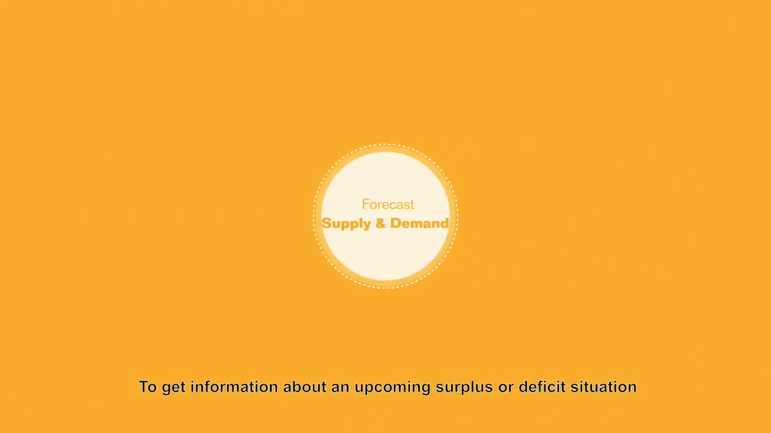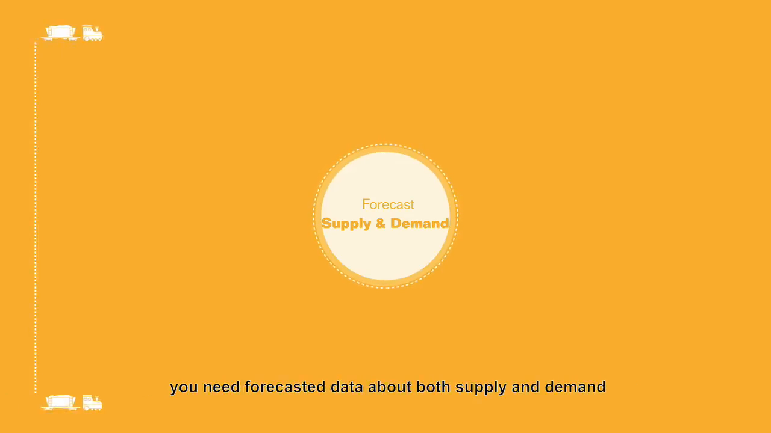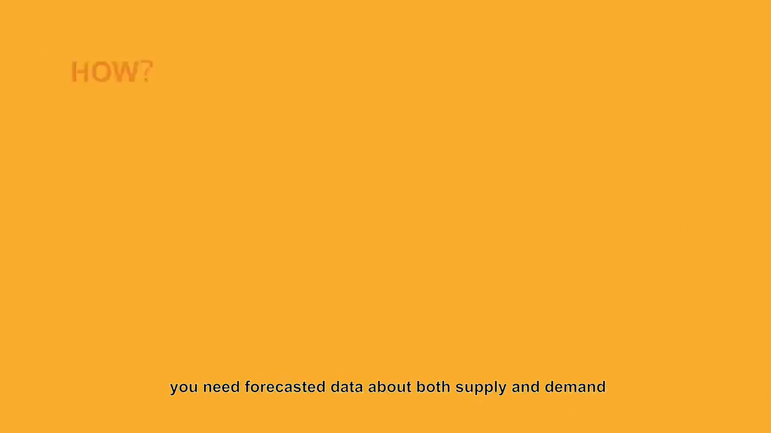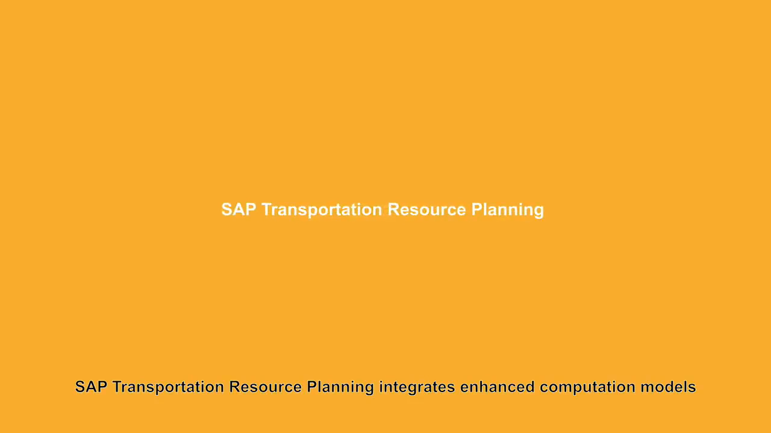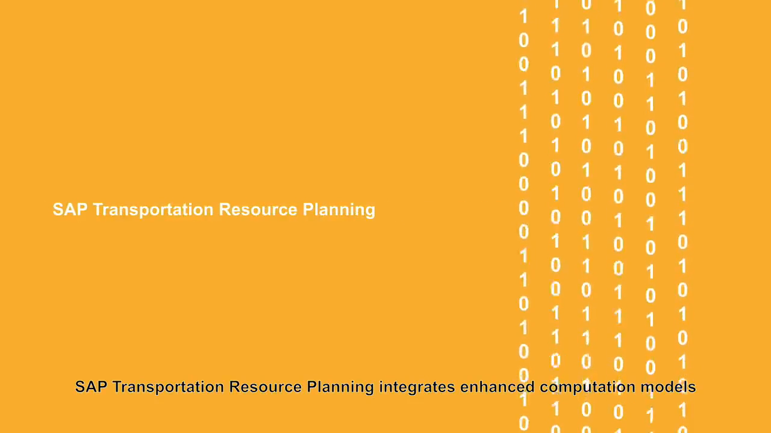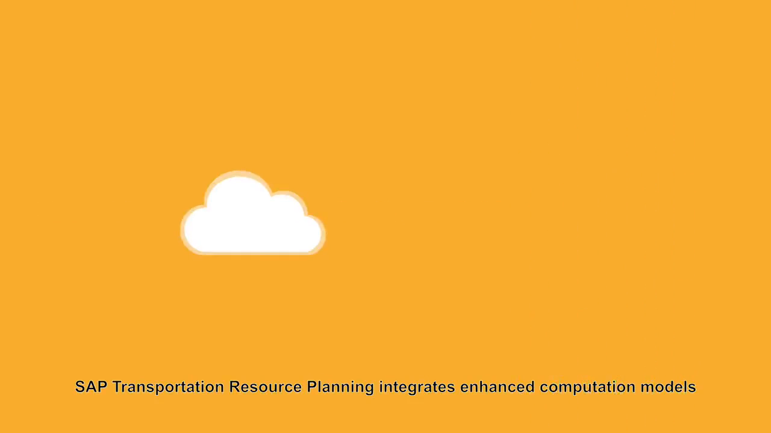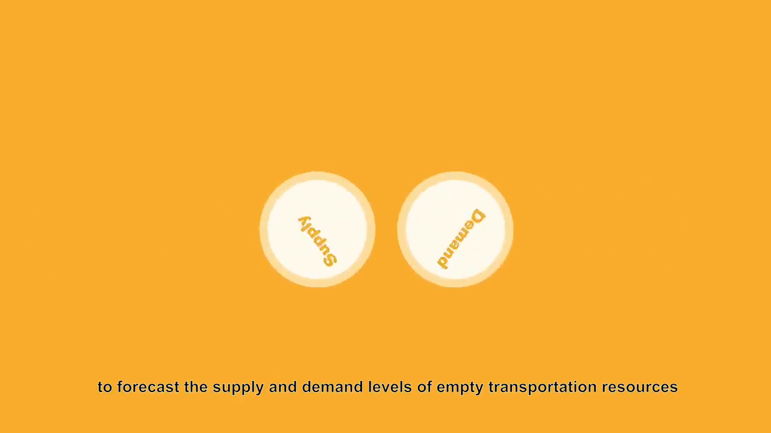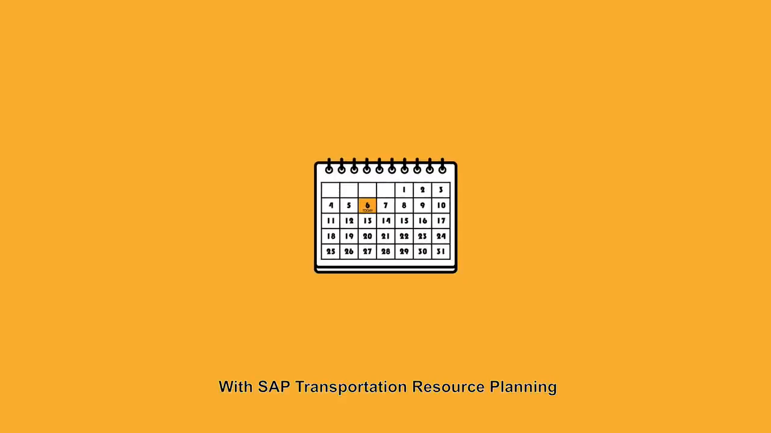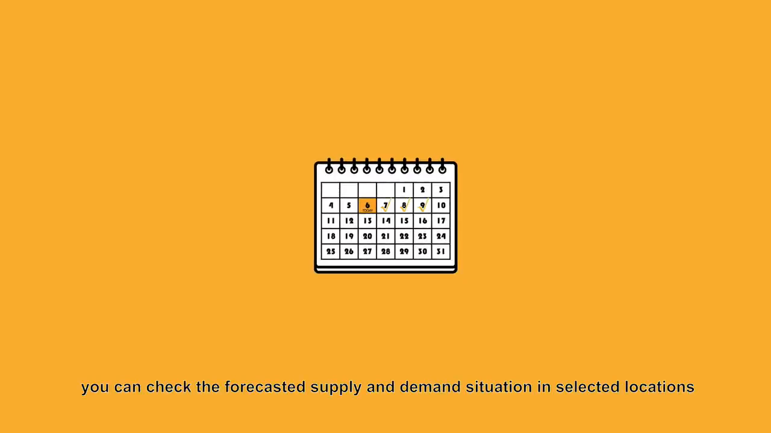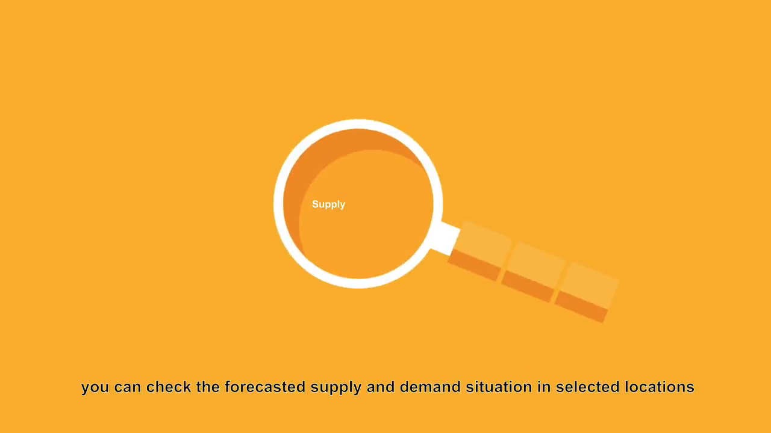To get information about an upcoming surplus or deficit situation, you need forecasted data about both supply and demand. How can I get a reliable forecast of my future supply and demand situation? SAP Transportation Resource Planning integrates enhanced computation models to forecast the supply and demand levels of empty transportation resources. With SAP Transportation Resource Planning, you can check the forecasted supply and demand situation in selected locations.